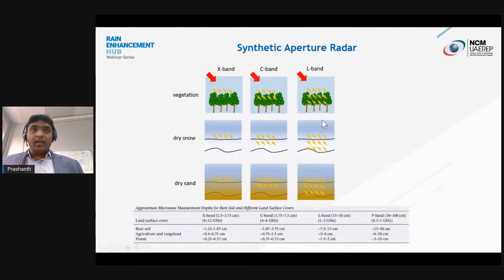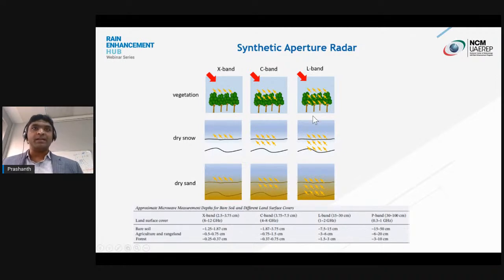So depending on the frequency, as I said, for smaller wavelengths, it comes off from the surface. For slightly larger wavelengths like L band, it penetrates through the canopy. In this case, through the vegetation, for example, X band comes from the top of the leaves. C band hits the stems, branches basically, and L band can go deeper as well. For example, it can also hit the ground below.